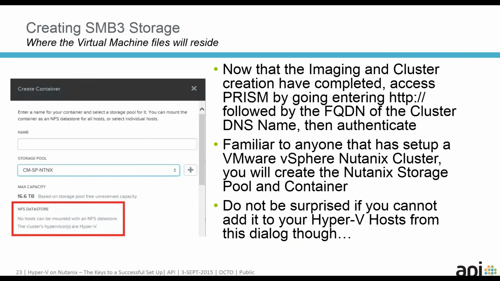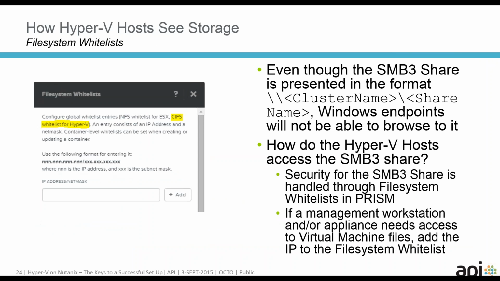Going through this real quick, if you've done this before, this is a very well-documented procedure. You go in and you create your storage pool in your container. You do not mount SMB storage from this console, though. This is something that's done separately. You're going to want to make sure that each IP address of your hypervisors is listed in the file system whitelist, as well as your virtual machine manager server, and any other thing that needs to access that SMB3 share, which is where all of your virtual machine files reside.